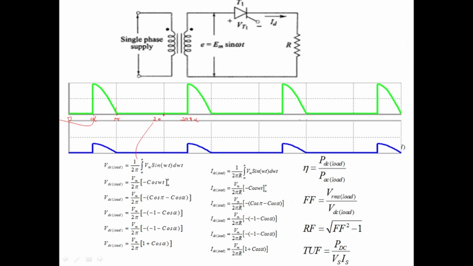This is my load voltage, and this is my load current. The load current is in phase with the voltage. Since this is an R load, the current also starts from alpha, varies like this, and goes till pi. From pi to 2 pi, because this is an R load, there is no load current. Similarly, from 2 pi, in the next cycle it starts at 2 pi plus alpha and continues.